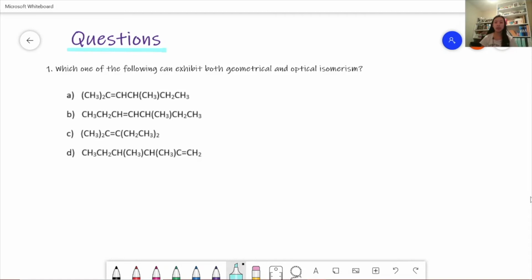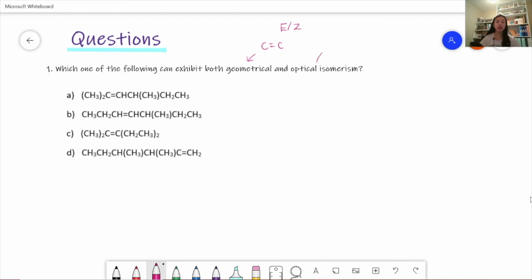So now I'm going to look at some questions. For question 1, which one of the following can exhibit both geometrical and optical isomerism? So first let's think about geometrical and optical isomerism. So geometrical is where we have a carbon double bond to another carbon, and there's a lack of rotation around this double bond, and so we can form E isomers or Z isomers. E meaning that the two substituent groups which aren't hydrogens are on opposite sides, and Z meaning that the two substituent groups which aren't hydrogen are on the same side.